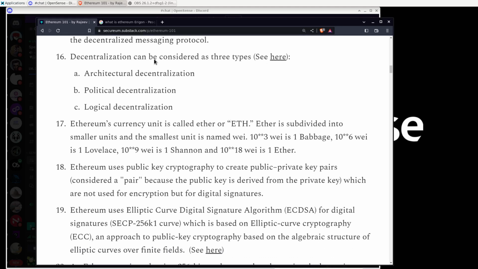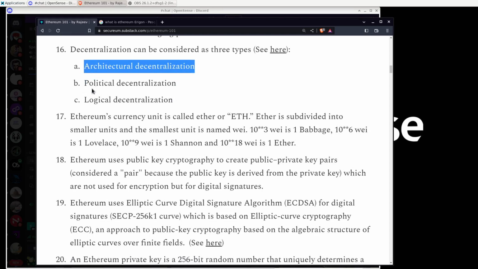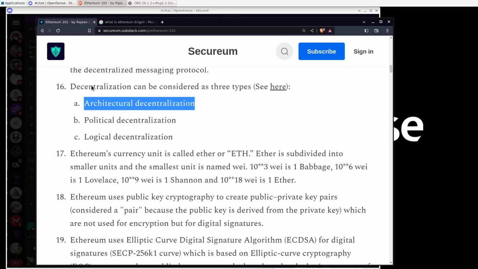Decentralization can be considered as three types: architectural decentralization, political decentralization, and logical decentralization. I guess we could be talking about multi-sigs, governance, and I don't know this one. It would be nice to know a little bit about each one of these. Let me see if I can explain.